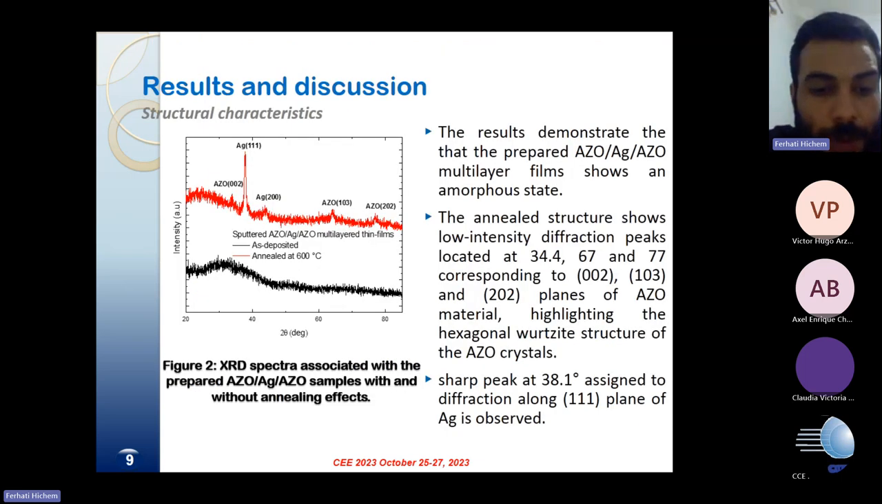This figure shows the XRD spectra associated with the prepared multilayer structure with and without annealing effects. It can be seen from this figure that the prepared multilayer film shows an amorphous state without annealing process. Introducing the annealing process, low intensity diffraction peaks located at 34.4, 67 and 77 degrees, corresponding to several planes of aluminium doped zinc oxide material, are achieved, highlighting the hexagonal wurtzite structure.